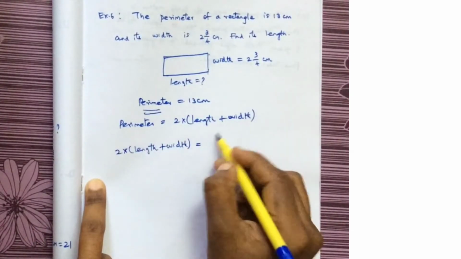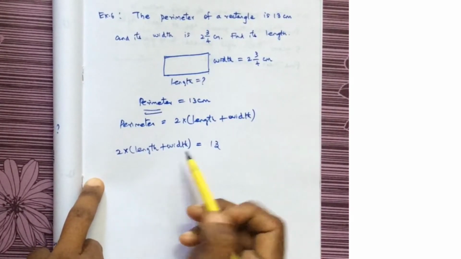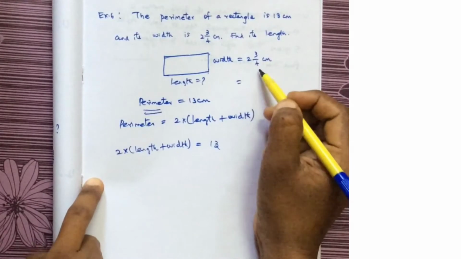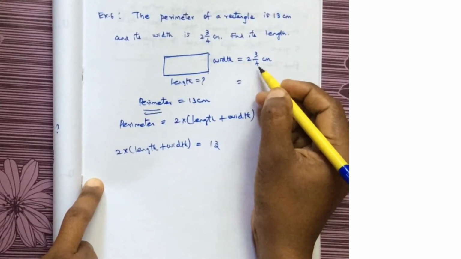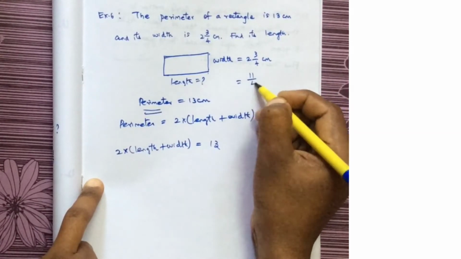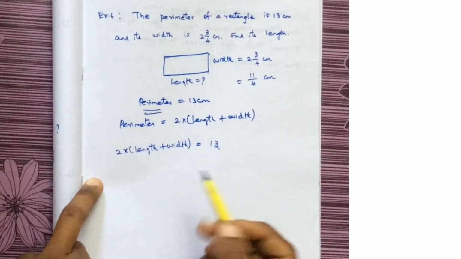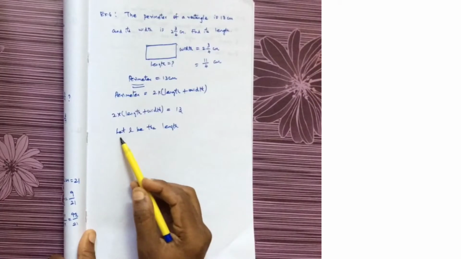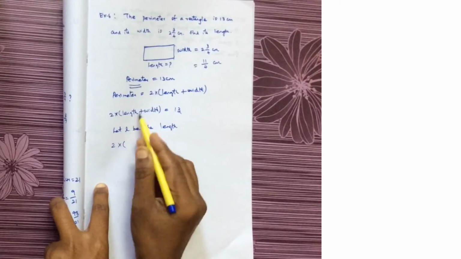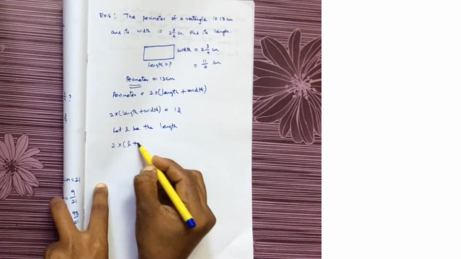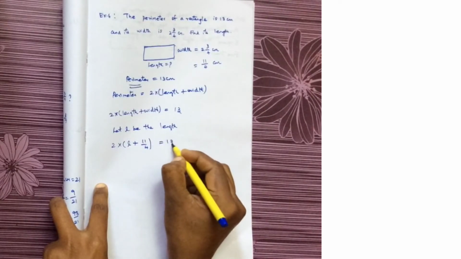The perimeter is given as 13. Now you know the width is 2 3/4, which is a mixed fraction. Now I want to change it into an improper fraction. It is 11/4 centimeter: 4 2s are 8, 8 plus 3, 11/4. Now length. Let L be the length. From here I can write 2 multiplied by L plus the width, 11/4, equals 13.